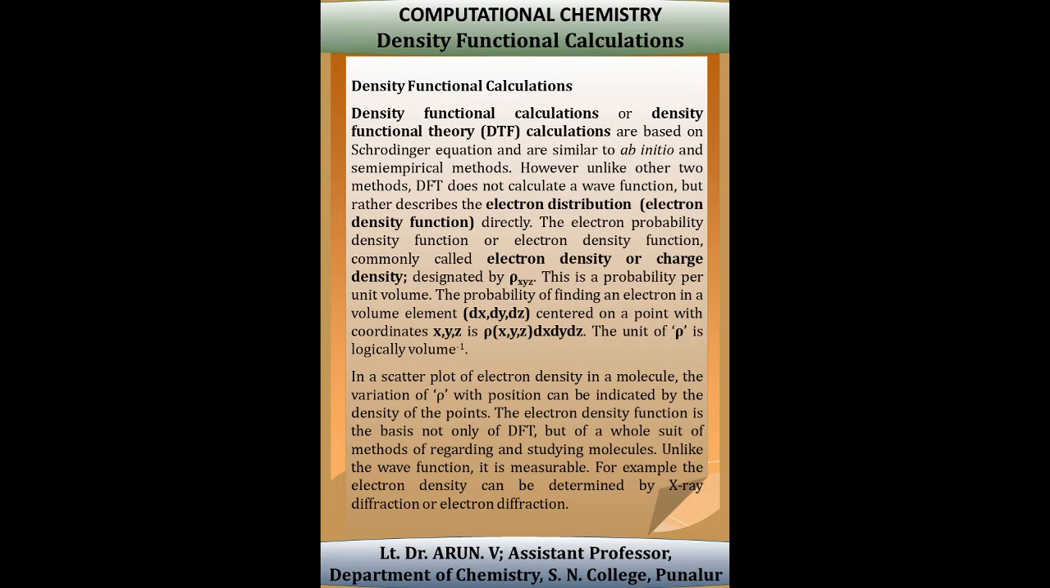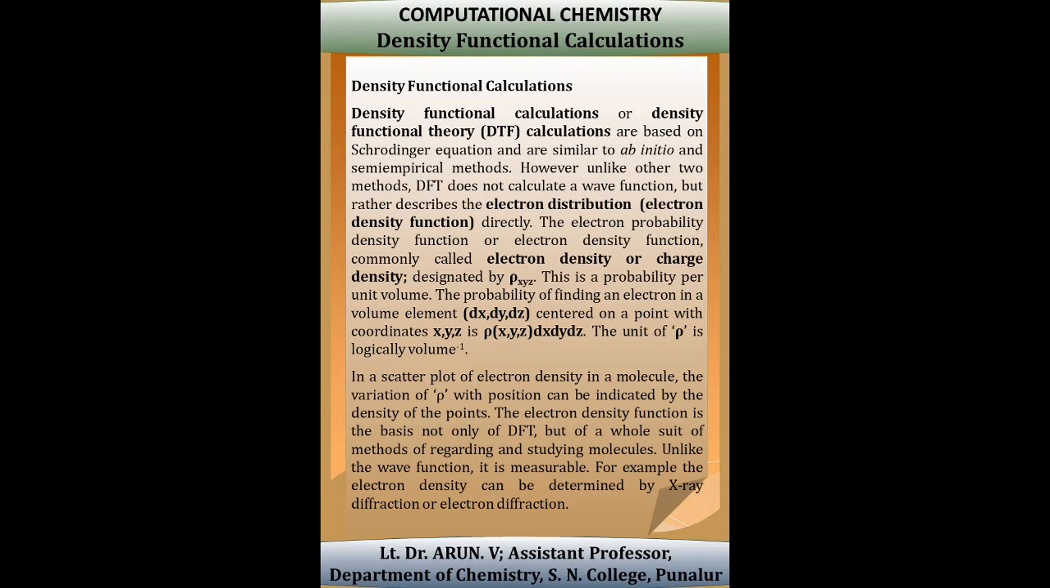Unlike the ab initio and semi-empirical method, in the case of density functional calculations, we are not calculating the actual wave function. Instead of that, we describe the electron distribution or electron density function directly. The probability density function or electron density function is commonly called electron density or charge density. And this electron density or charge density is represented by rho xyz.